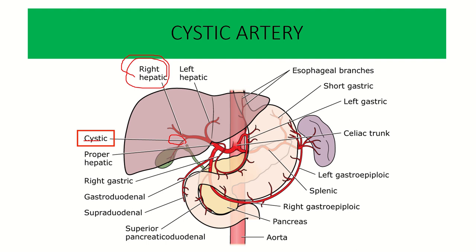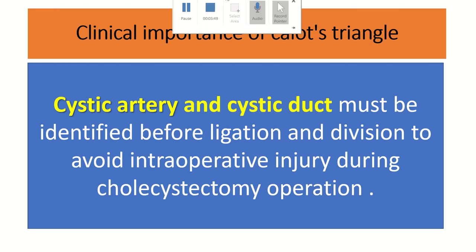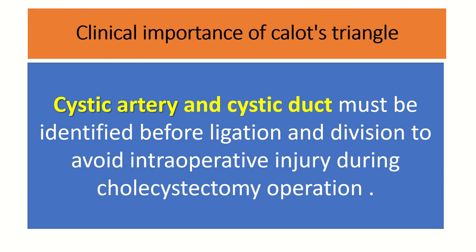This information is also important, that the cystic artery is branching from the right hepatic artery, and the cystic artery is very close to the abdominal aorta, because from the abdominal aorta, here we can see this is the common hepatic artery, then proper hepatic artery, then right hepatic artery, and from the right hepatic artery, cystic artery. So profuse hemorrhage occurs when there is injury to the cystic artery. And now the clinical importance of the Calot's triangle.